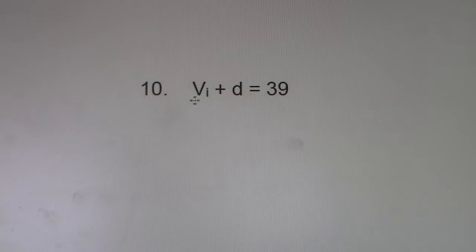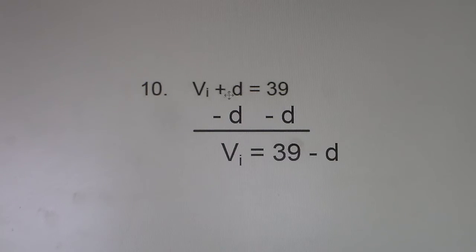Number 10, initial velocity plus d equals 39. We're going to subtract d from both sides, like so. Initial velocity is all by itself. So then we have 39 minus d. They're not like terms, so we just write it out horizontally.